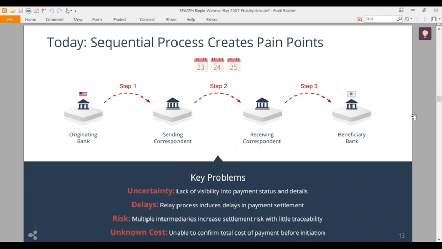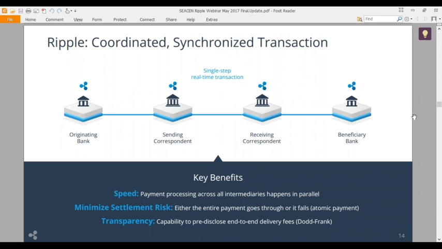Ripple is looking to optimize this process, resolve these pain points by changing the process of the payment, moving from a sequential process to a coordinated process, where the transaction happens in one step. It's executed across all the links in the chain simultaneously. So we synchronize the payment instead of going one step at a time.